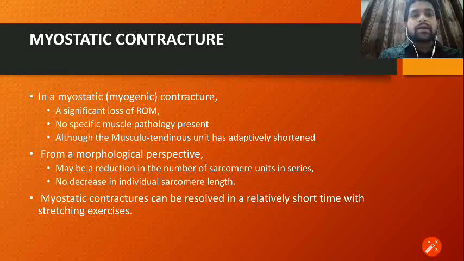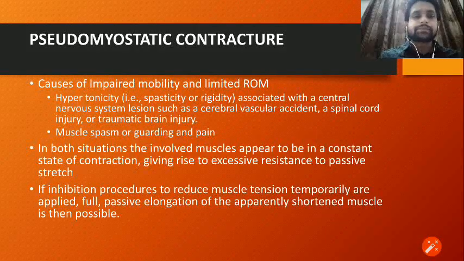Let's start with the myostatic contracture. In myostatic contracture, there is a significant loss of range of motion, with no specific pathology present. So no specific pathology is present in myostatic contracture, but the muscle tendon unit has adaptively shortened, and this type of contracture is resolved in a relatively short time with stretching exercise or stretching maneuvers.